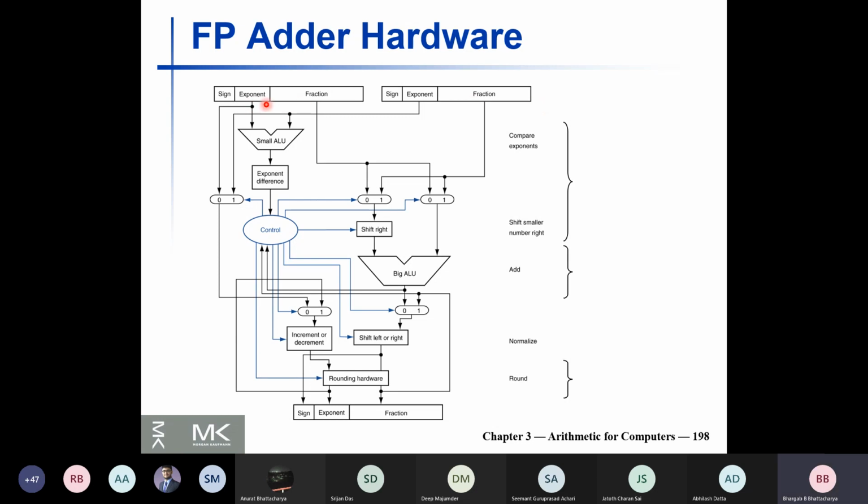The input is the floating point representations of two numbers, A and B, which you want to add. And then this hardware just taps out the appropriate bits and does certain operations. So first of all, what do you do? You look into the exponent field here and the exponent field here. These are 8 bits. And there is a small ALU here, which takes this 8-bit exponent and this 8-bit exponent and compares them. So it takes the exponent difference.